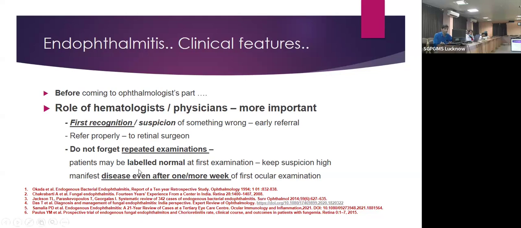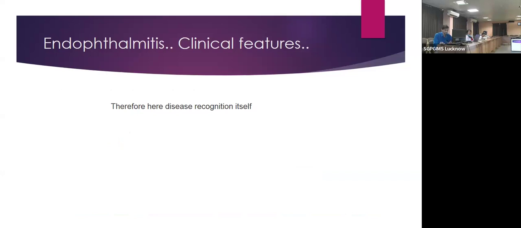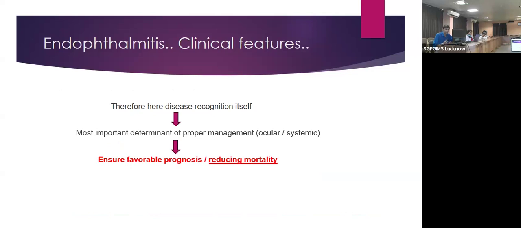So if, even by bedside examination or by referral to the ophthalmology OPD, the patient is normal, but you are suspecting something in an immunosuppressed patient or hematological patient, insist on repeated examination. As you understand, disease recognition itself is the most important determinant of proper management. It gives a favorable prognosis and goes a long way in reducing mortality, because there may not be fungemia, there may not be bacteremia, but there may be endogenous endophthalmitis, and vice versa.